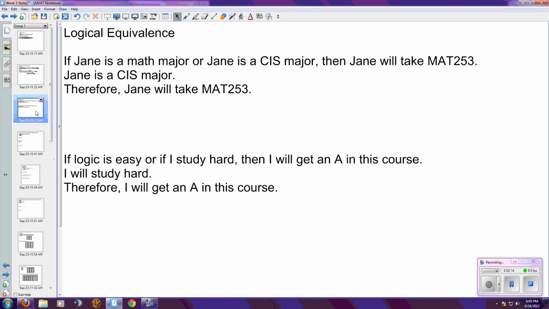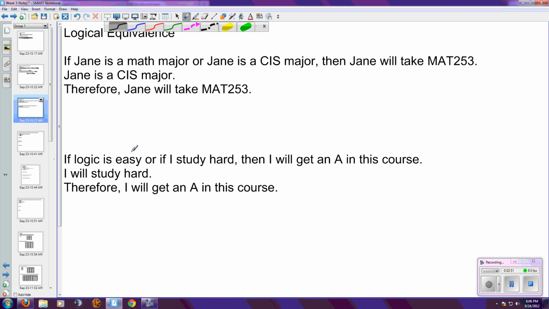So to continue on with this idea, we have something called logical equivalence, and we'll be talking about this more as the notes go on. For things to be logically equivalent, they have to equate down to the same thing, and we'll work a lot more with this with truth tables. Notice here the first statement. If Jane is a math major, or Jane is a CIS major, then Jane will take Math 253. Then we have another statement. Jane is a CIS major. Therefore, based on the two statements above, she will take MAT 253.